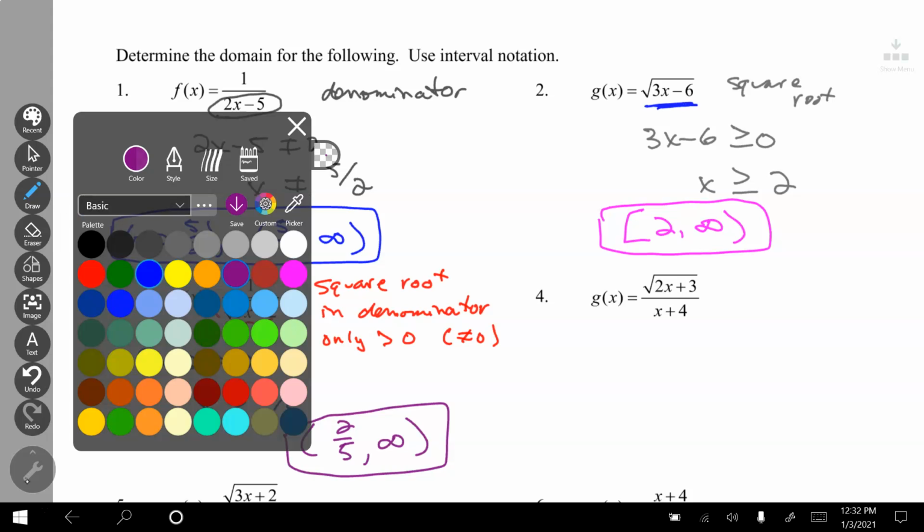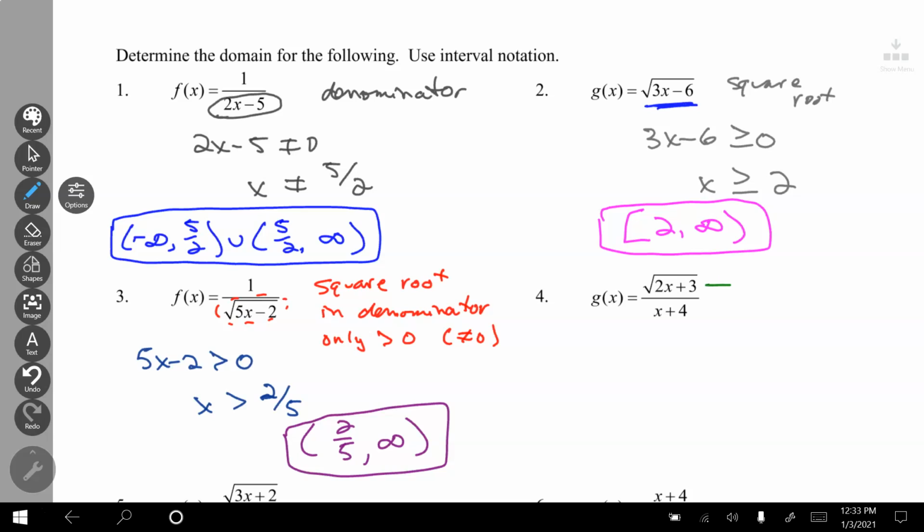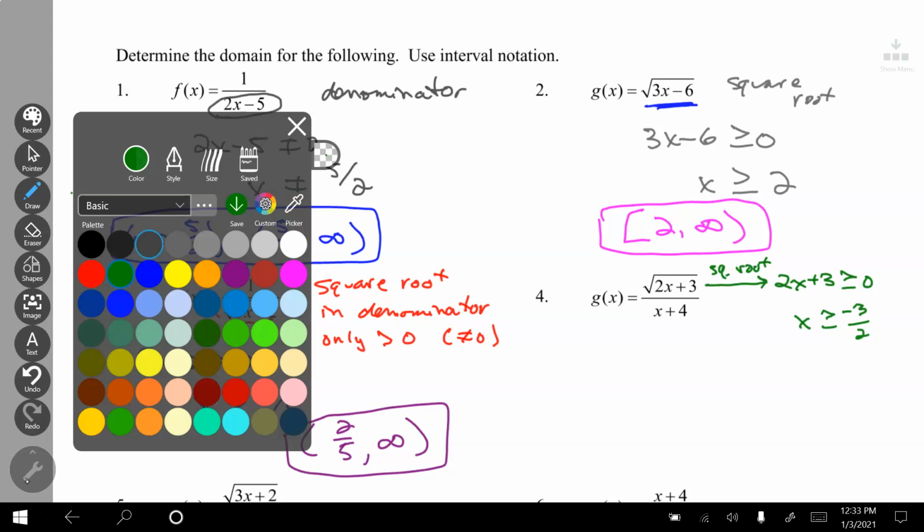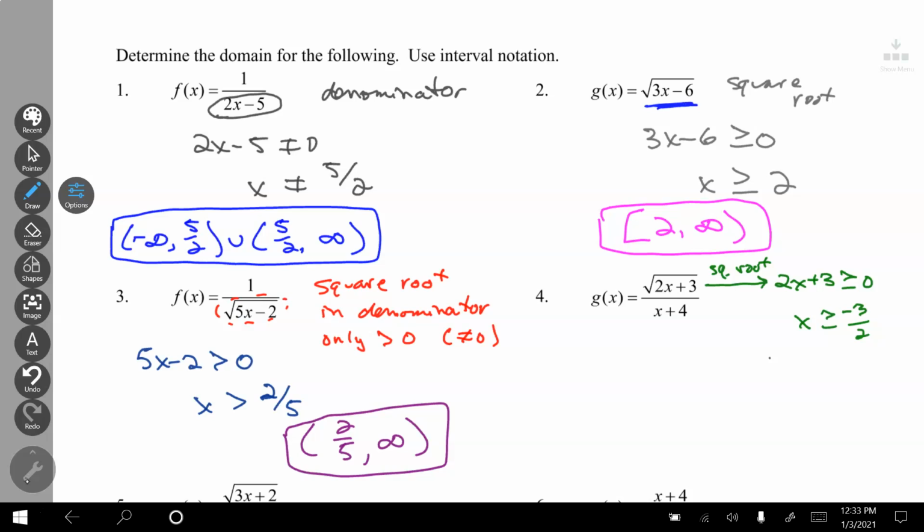Next problem, looks like I have a couple things going on. On top I have a square root rule. So I'm going to do 2x plus 3 is greater than or equal to 0. I'm going to subtract 3, divide by 2. So right now, based on the numerator, x is greater than or equal to negative 3 over 2. And if I wanted to, that domain would be negative 3 over 2 to infinity.